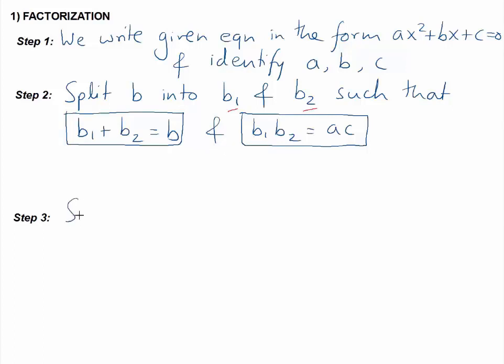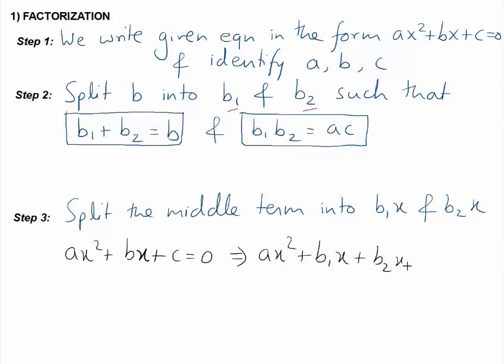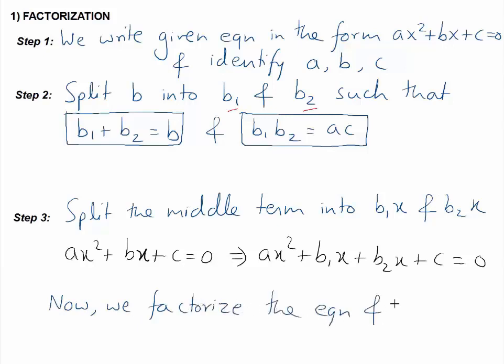The third step is we split the middle term into b1x and b2x. That is, ax square plus bx plus c equals 0, we write it as ax square plus b1x plus b2x plus c equals 0. Now we factorize the equation and proceed.